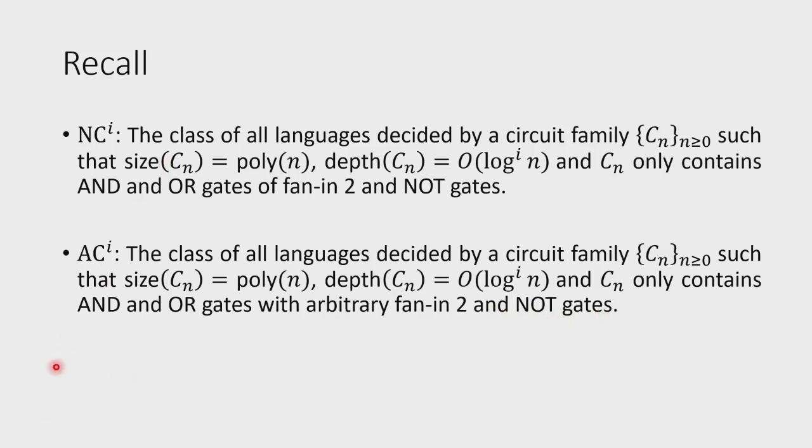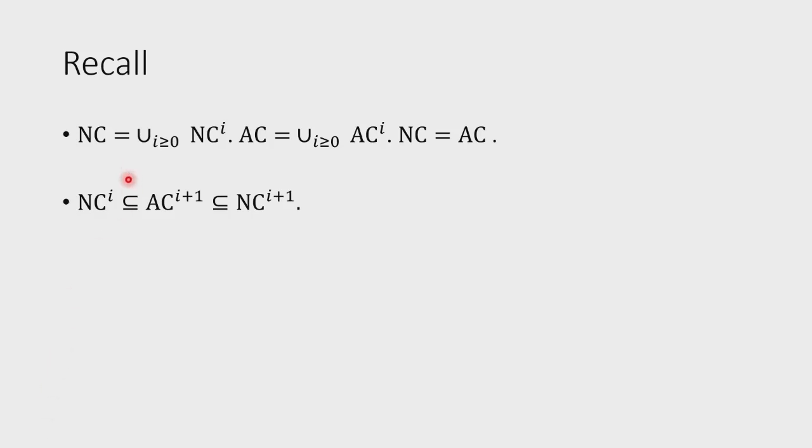So it's clear that NC^i is contained in AC^i, because what you can do with circuits with bounded fan-in, you can also do with circuits with arbitrary fan-in. So we know that NC^i is contained in, again it's a typo, NC^i is contained in AC^i, which is contained in NC^(i+1). And the class NC is defined as union over i greater than or equal to 0 of NC^i, and class AC is defined as union over i greater than or equal to 0 of AC^i. Now NC equals AC because of this relationship, because AC^i is contained in NC^(i+1). So that's for the recap.